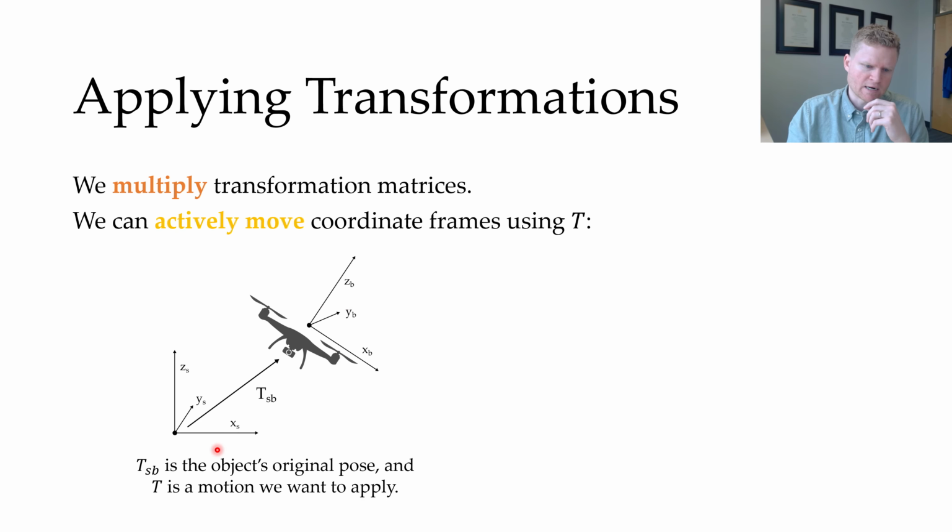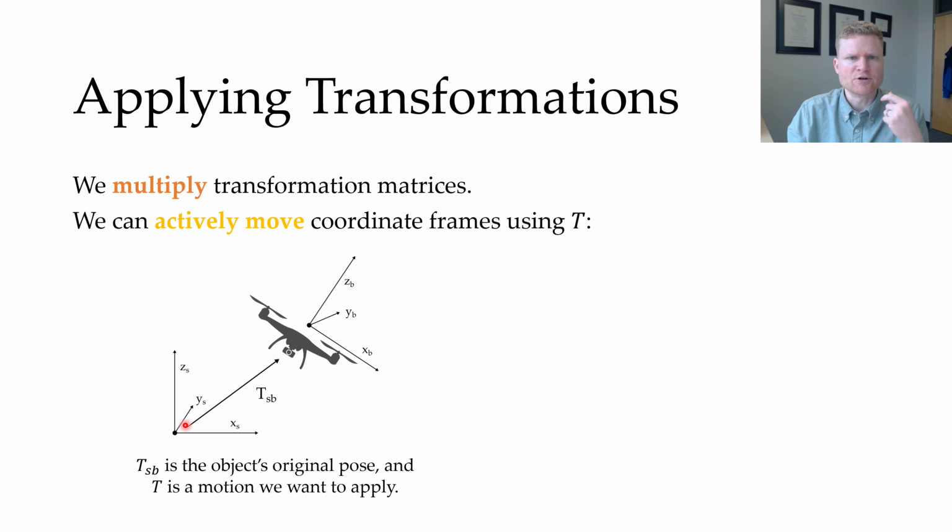So I've got B and I've got frame S, and I've got my original transformation matrix, TSB, that tells me where this drone is with respect to my world frame. If you like, you can imagine that you're standing at S and you're looking at the drone as it flies around. That's kind of the problem setting we're looking at.